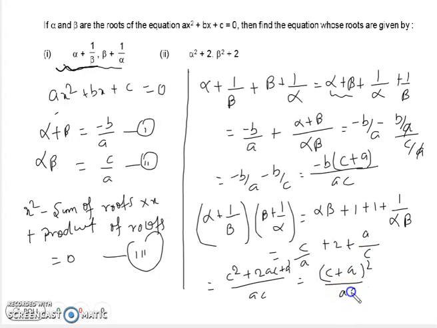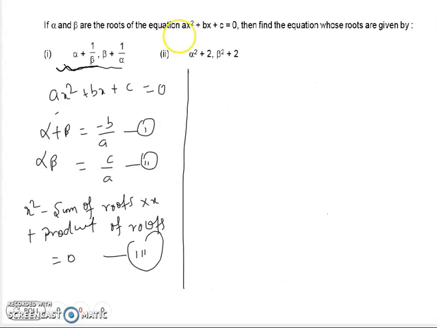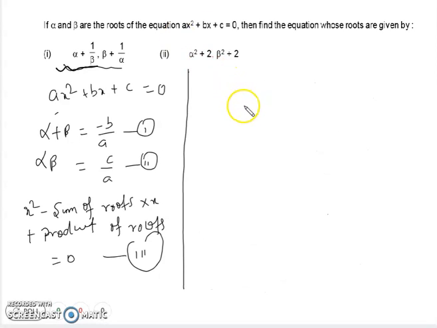Now we can put the value of sum of roots and the product of roots in equation third, and you will get the equation, right? So I am going to put the values of sum of roots and product of roots in equation third, guys. So what was the sum of roots, guys? Minus b into a plus c. So first of all, x square and the value was minus b into a plus c, which is the sum of roots, guys.